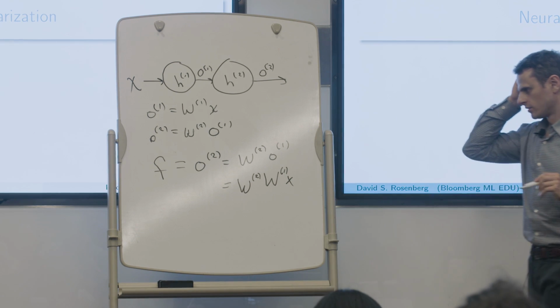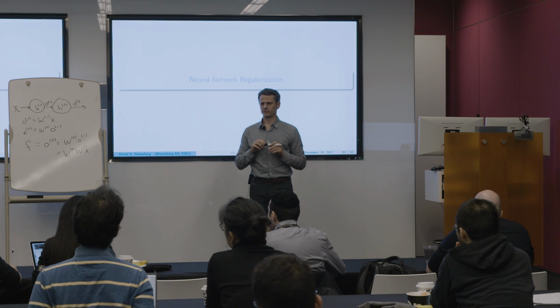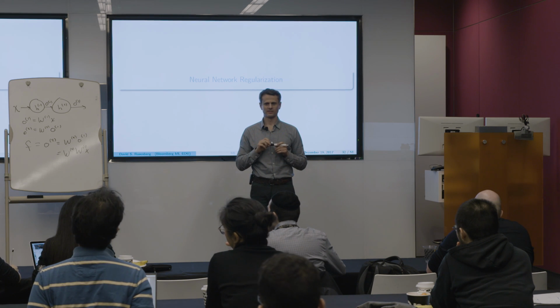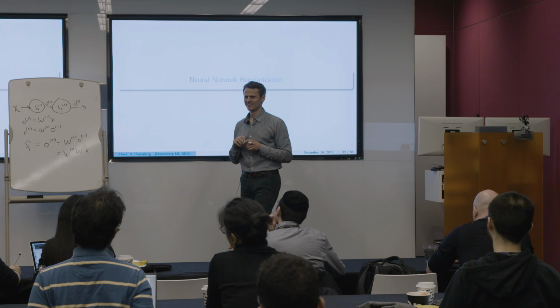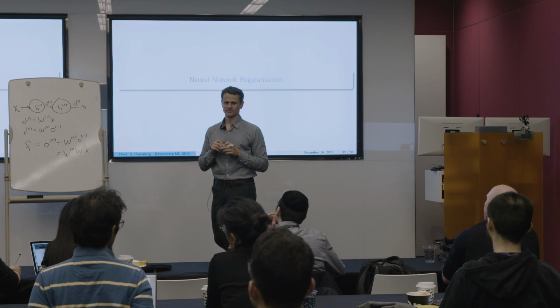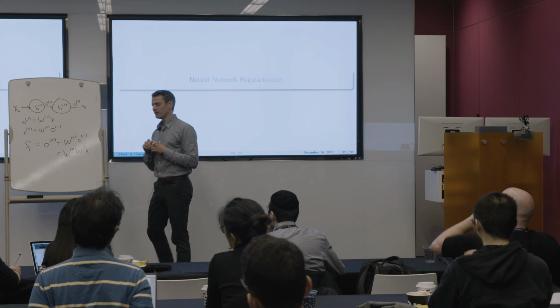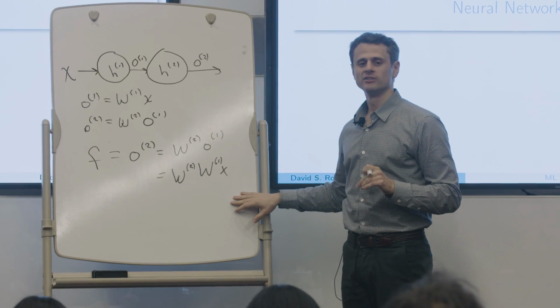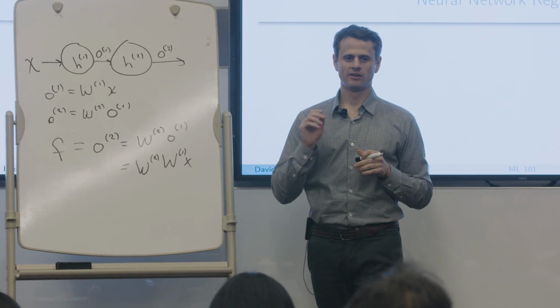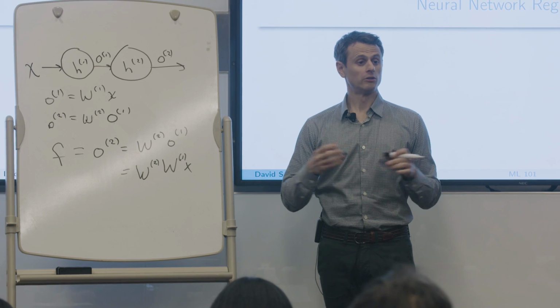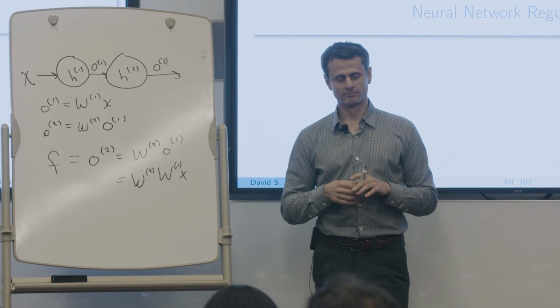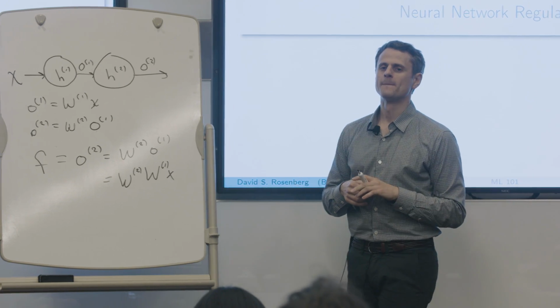All right, so is this a convex function? Thoughts? Linear in x. It's linear in x, absolutely. F is a linear function of x. Linear functions are convex. It's a convex function of x. Okay. It's also a linear function of the parameters.